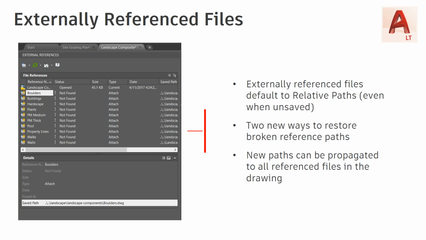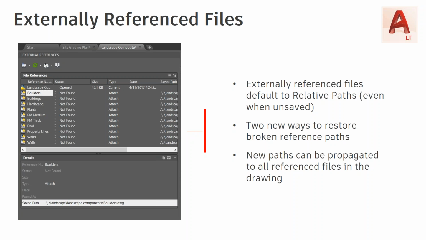So to help prevent paths from breaking, we've changed the default path type for reference drawings to relative, even for new unsaved drawings. So in the past, you would have to save a file before you could change the reference path to relative. Now you're able to have a relative reference path even for unsaved drawings.